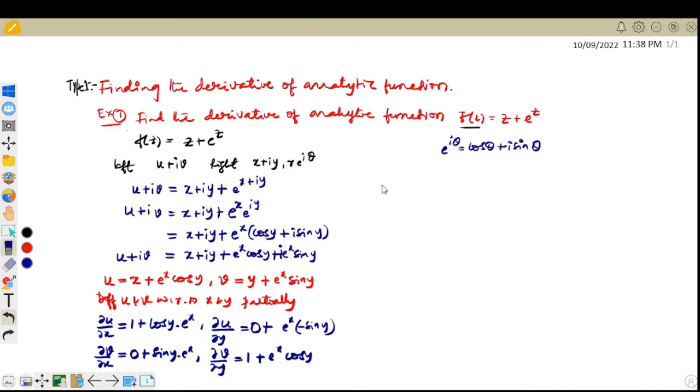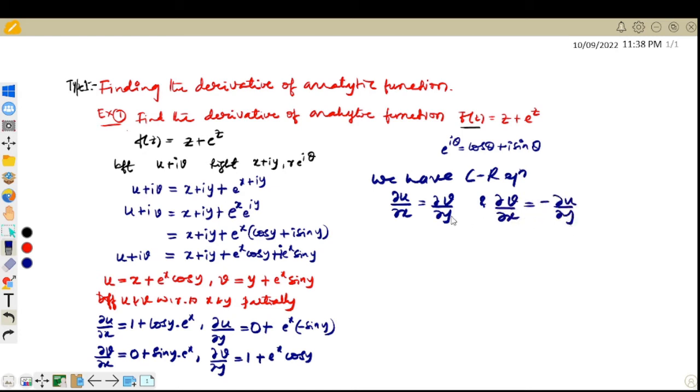Now, we have CR equations. We have Cauchy-Riemann equations in Cartesian form. That is, dou u by dou x equal to dou v by dou y, and dou v by dou x equal to minus dou u by dou y. So let us verify this. The verification is very easy.